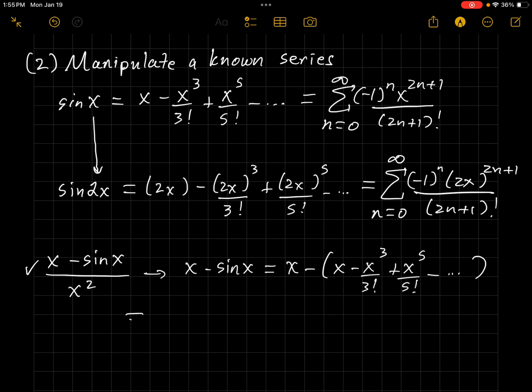And if I simplify that, the x's cancel, everything else will change the signs, so I get x cubed over 3 factorial minus x to the 5th over 5 factorial. I'll write another term, plus x to the 7th over 7 factorial.